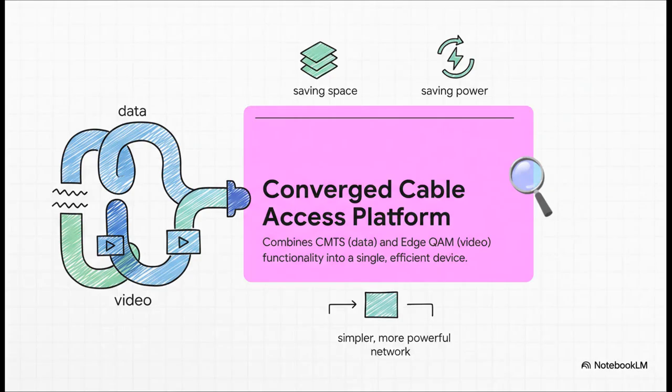The next big leap forward is something called CCAP. That stands for Converged Cable Access Platform. And the big idea here is to combine everything, the internet data and the traditional cable TV video, onto one single, super efficient platform. It's a game changer because it saves a ton of space and power, and it just makes the whole network simpler and way more powerful.